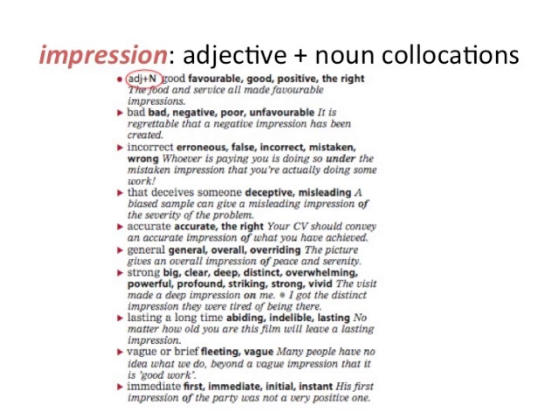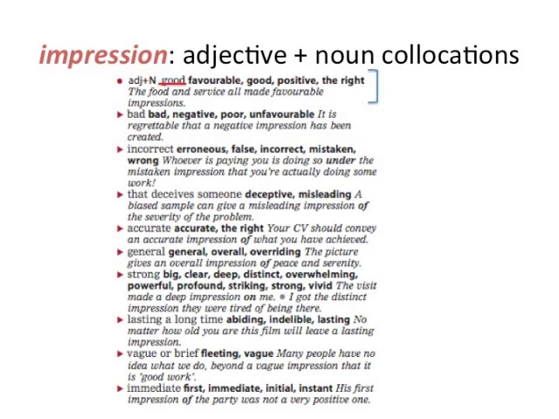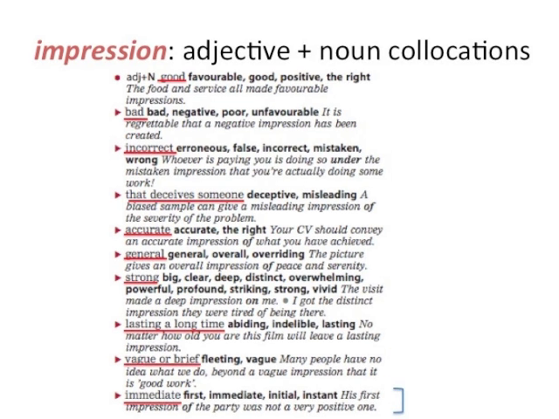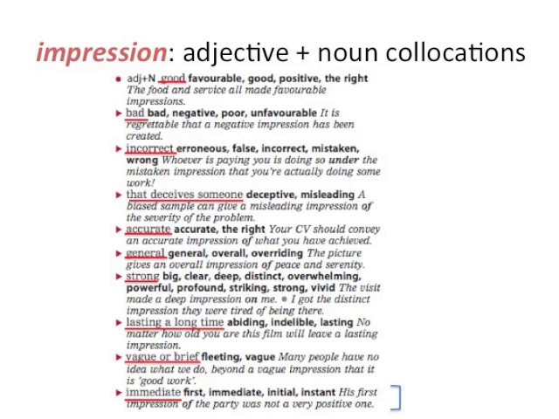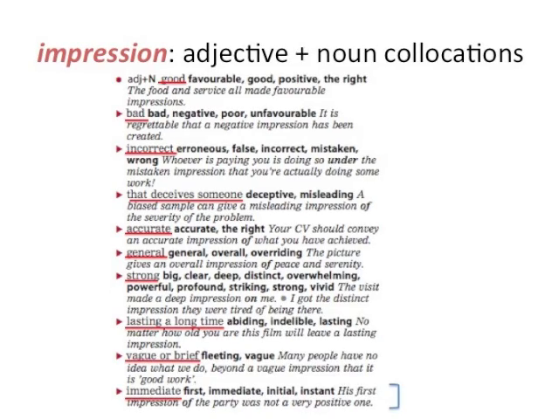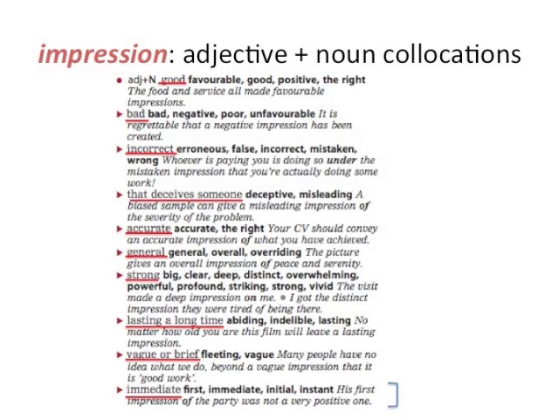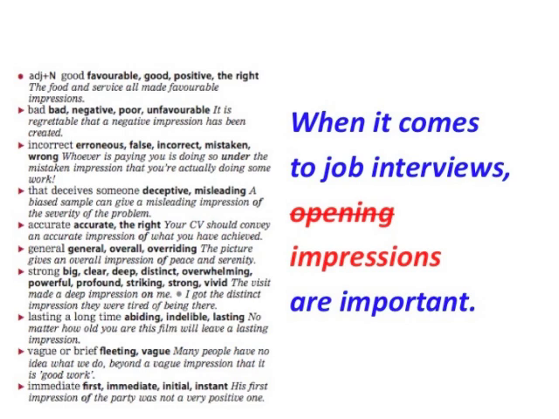Now, let's look at the meanings of these adjective collocations. Good, bad, incorrect, that deceives someone, accurate, general, strong to mean strong impressions, right? Lasting a long time, vague or brief, and immediate. Collocations for the immediate impression are as follows. First, immediate, initial, instant. Now, let's get back to the sentence that has a collocation problem.